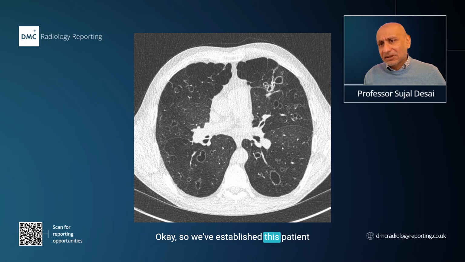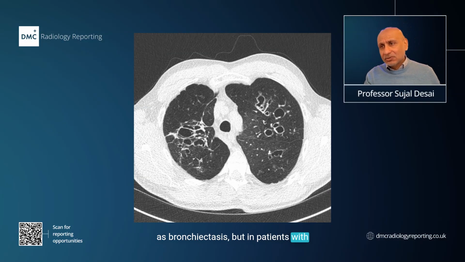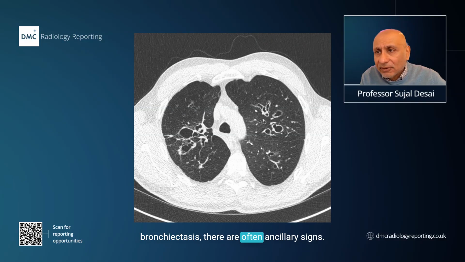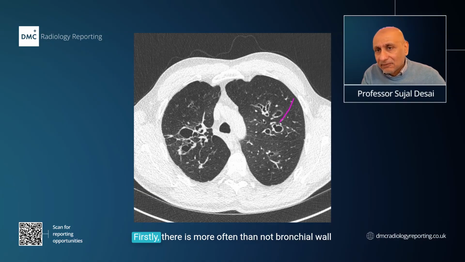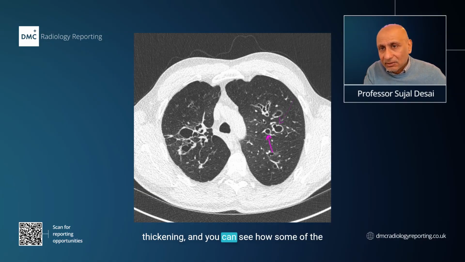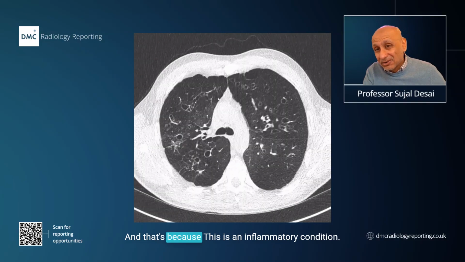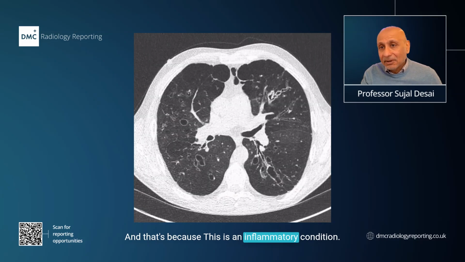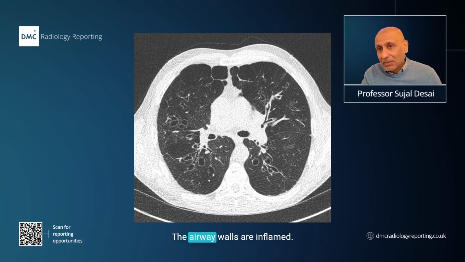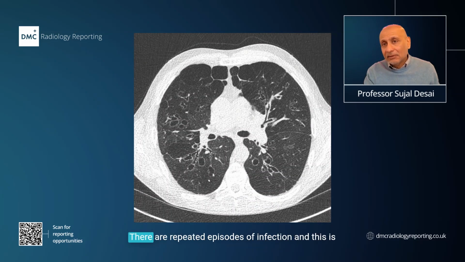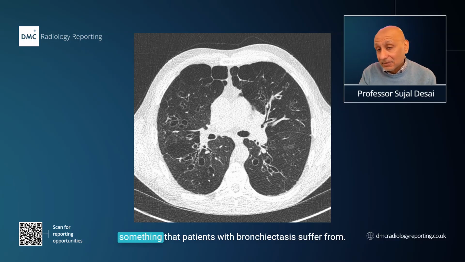Okay, so we've established this patient has bronchiectasis, but in patients with bronchiectasis, there are often ancillary signs. Firstly, there is more often than not bronchial wall thickening, and you can see how some of the walls of these airways are markedly thickened. And that's because this is an inflammatory condition. The airway walls are inflamed. There are repeated episodes of infection, and this is something that patients with bronchiectasis suffer from.